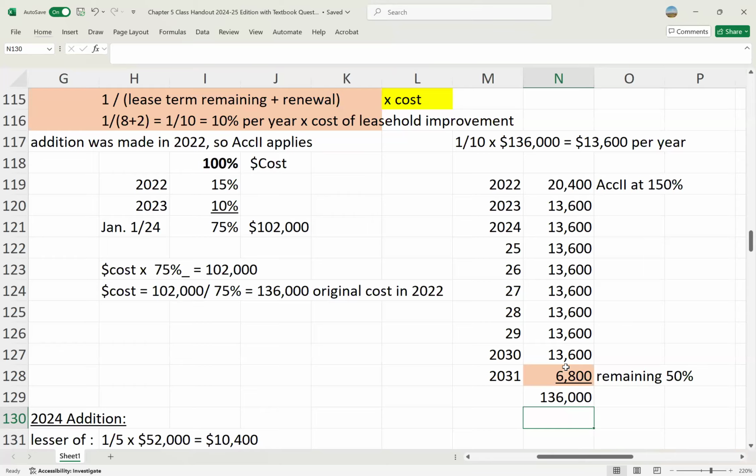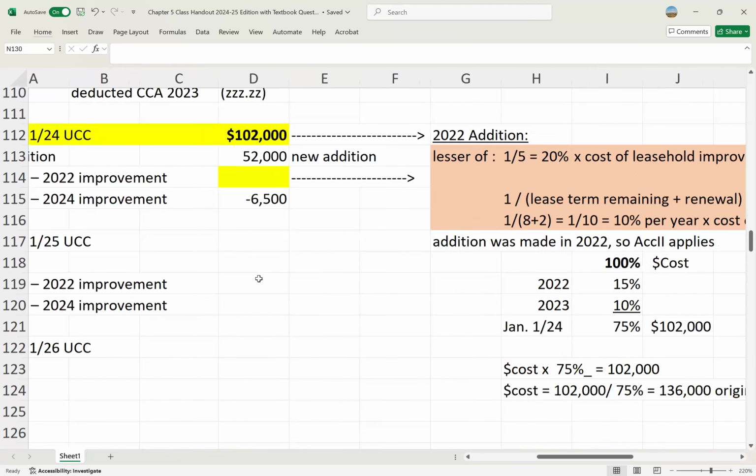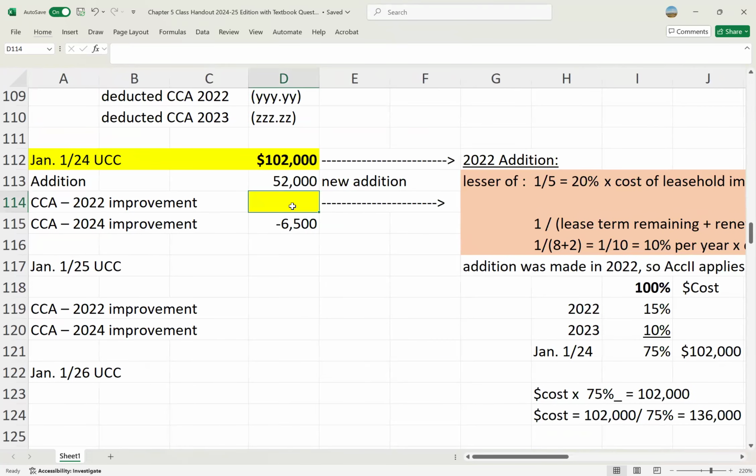Any questions about this calculation? So what that means is that if we go back to our class 13 CCA schedule, we're going to take 13,600 of CCA on that 2022 improvement. So the total CCA will be 13,600 plus 6,500, which is 20,100. So that's going to be the total CCA. The balance of this class going into next year is going to be 133,900.